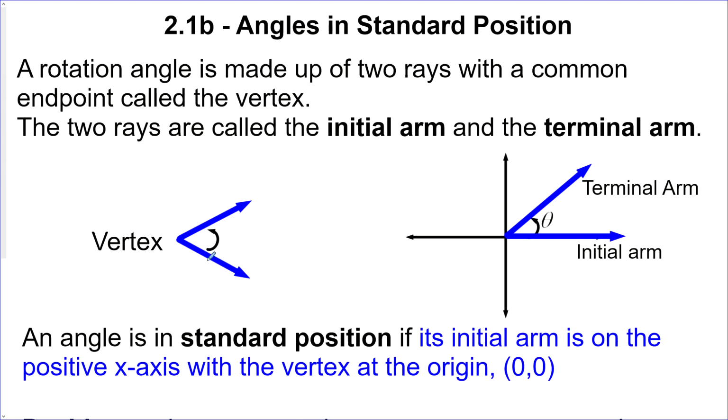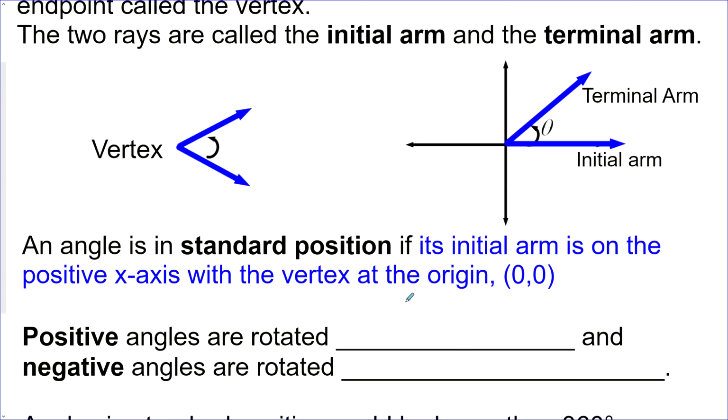The initial is where we start and the terminal is where we finish, and we know the difference because we're going to have a direction arrow to show which way we've gone. If the angle is in standard position, the vertex is at the origin and the initial arm is on the positive x-axis. Positive angles are rotated counterclockwise, and negative angles are rotated clockwise.